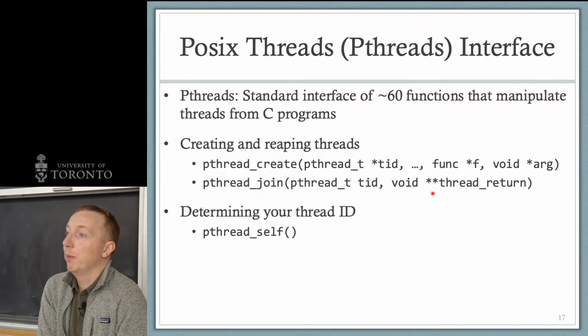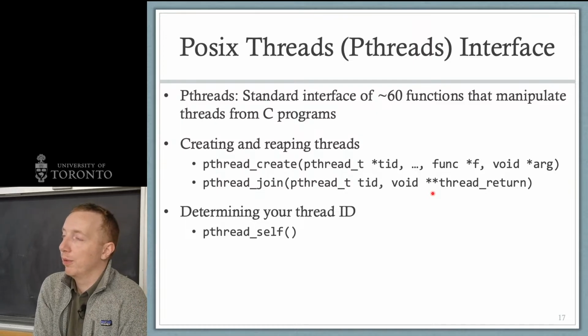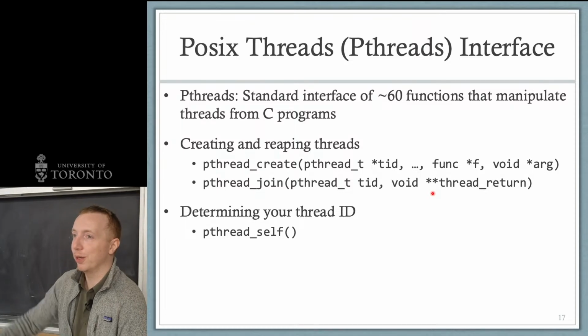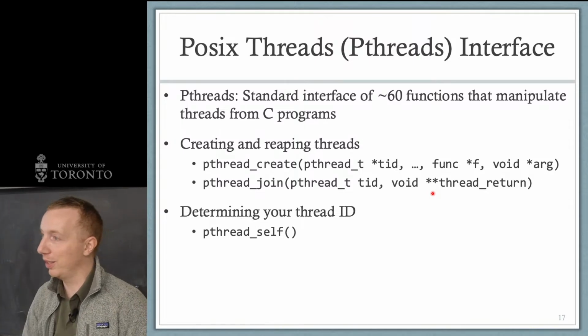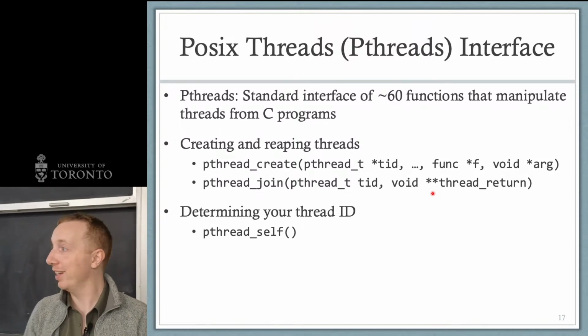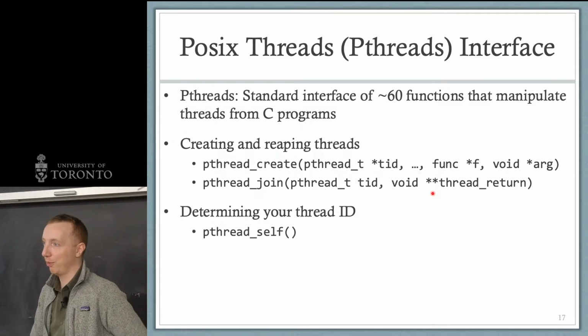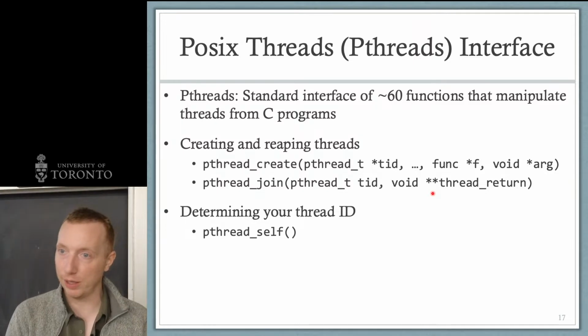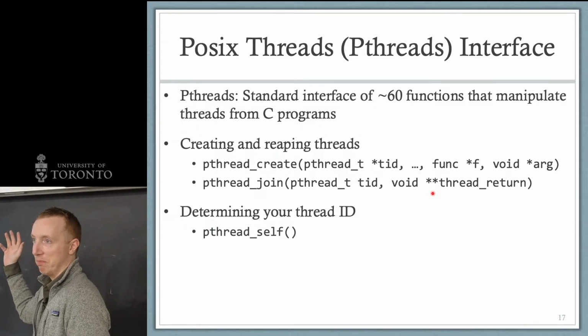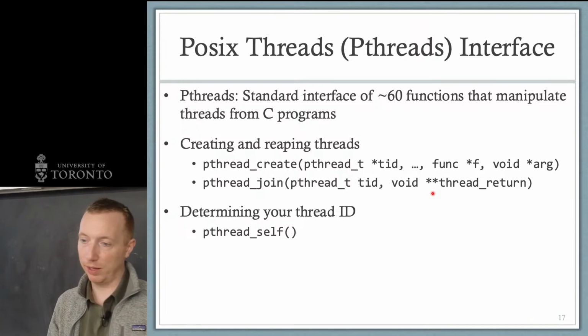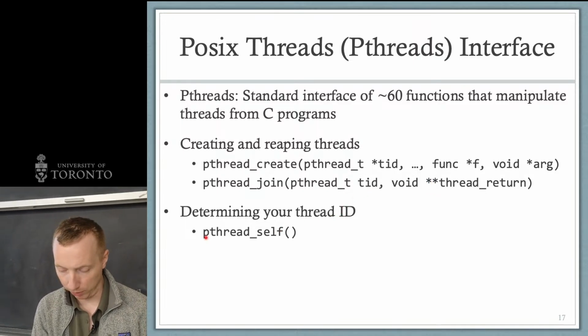So does anyone remember, if you don't care about the return value of the thread and you don't want to join it or anything, what you can do to a thread to say, I don't care, clean yourself up? Yeah, you can detach it, right? You can have detached threads if you don't care about the return value. If you don't care about joining them, you just want them to go ahead and clean up all their resources when they exit, you can just detach them, which I don't think is here.